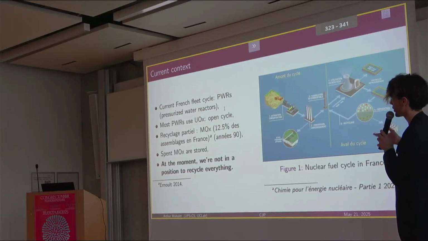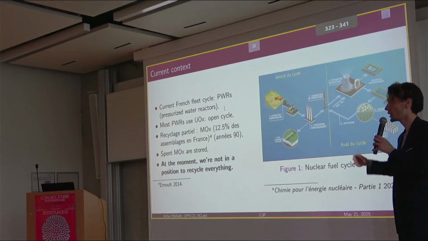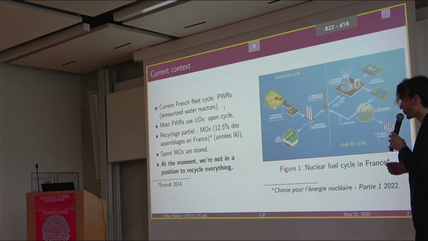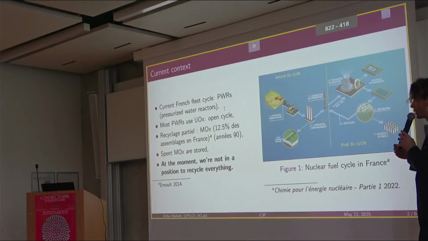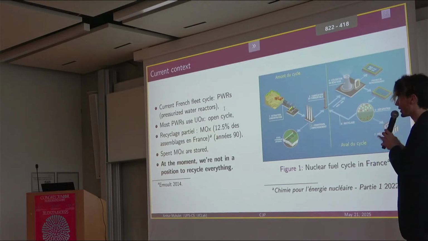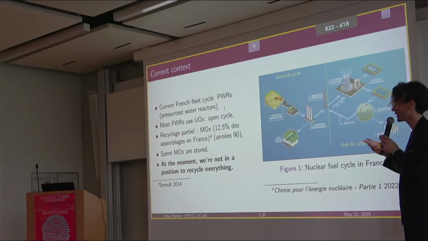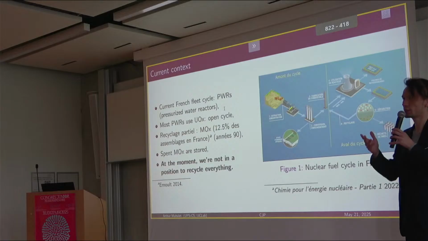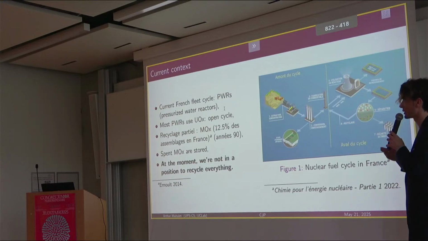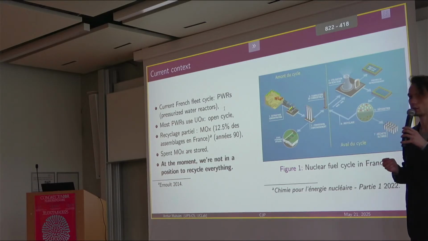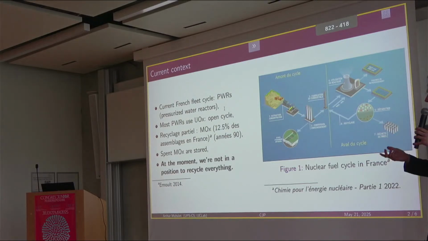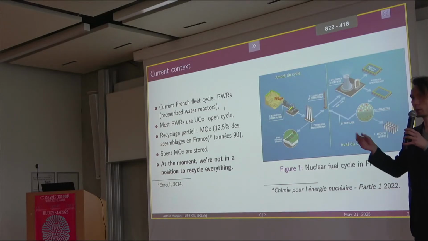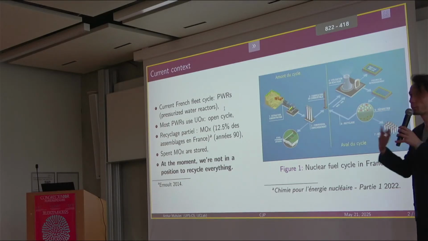So, those PWRs, by using this UOX, they all are open cycle, which is to say it isn't a cycle at all. We do a little bit of recycling with this spent UOX, which is called MOX, mixed oxide, or just a mix between uranium and plutonium, and it is about 12.5% of the assemblies of nuclear fuel in France. And once we have used them, we store them. We store them away in cooling pools.